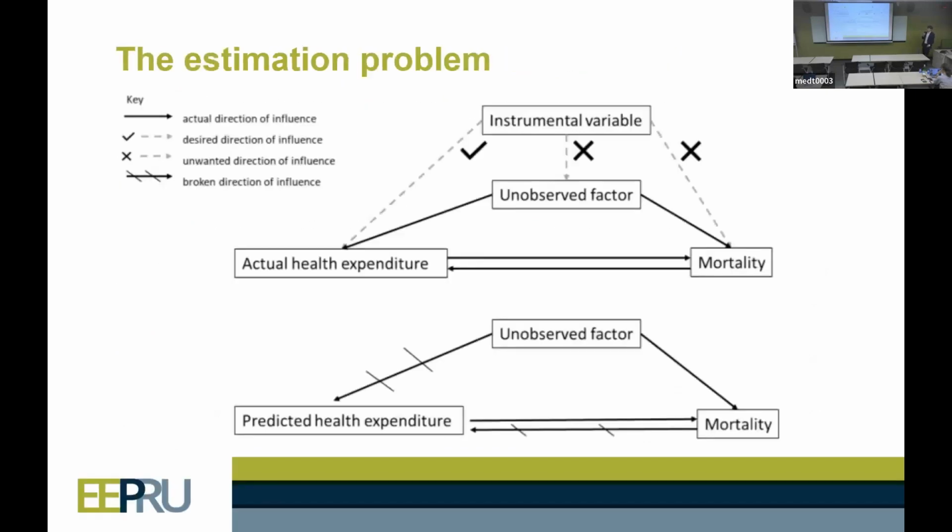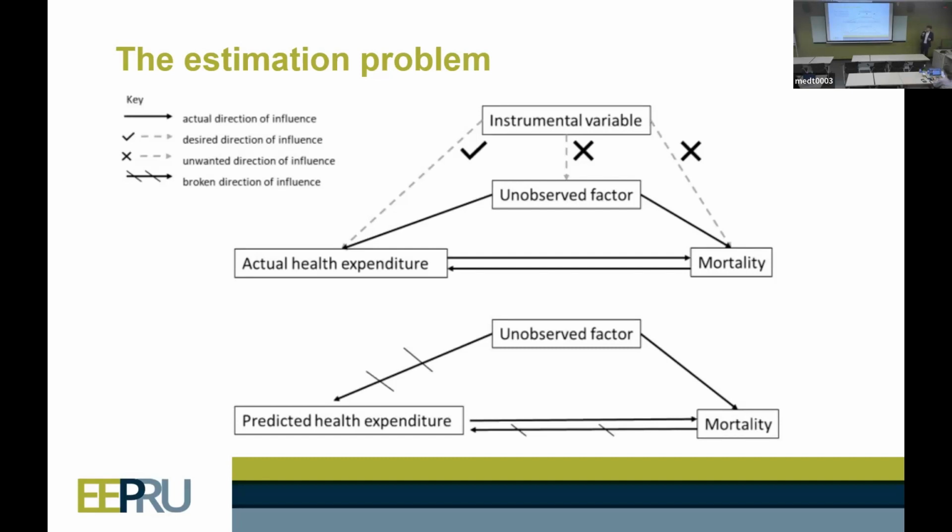So we deal with endogeneity in the way that is often done in the econometrics literature. We've done what can be loosely described here as a DAG to try and explain the causal relations. Basically, what we're aiming to do with our econometric strategy is to cut out the unwanted directions of influence, that is, the one that goes from mortality to expenditure and from an unobserved confounder to expenditure, and to isolate the desired direction of influence that we want to estimate, which is the effect that healthcare expenditure is going to have on mortality.